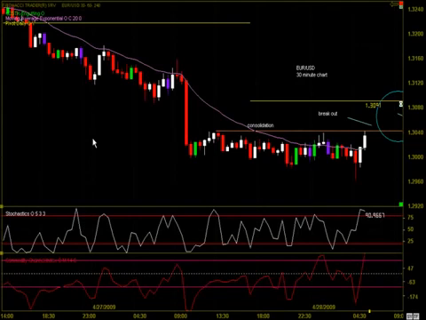I'd like to review the scalping technique that I use. This is on a 30-minute chart. What you're looking at is the euro dollar. This is a 30-minute chart. And here we've got a clear level of consolidation. What I'm looking for is a breakout.